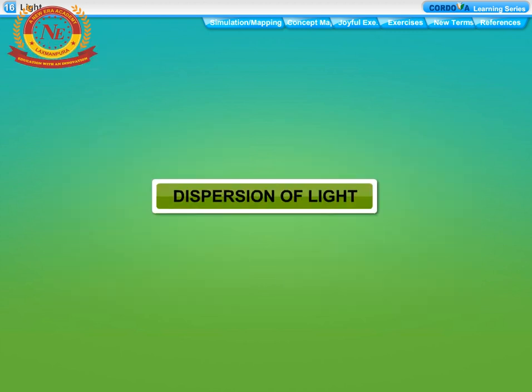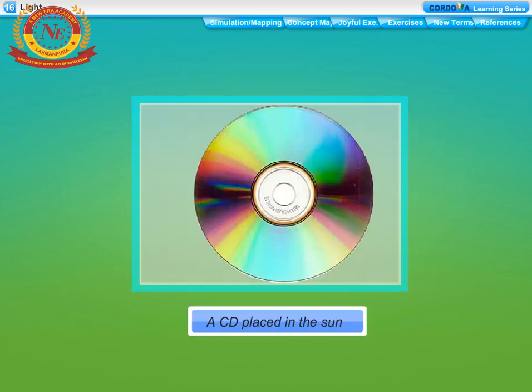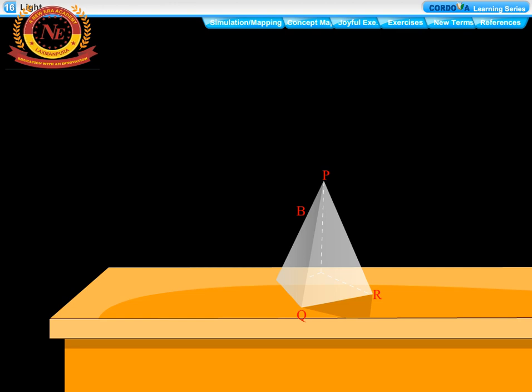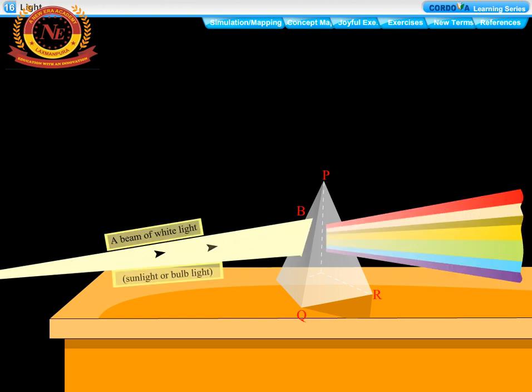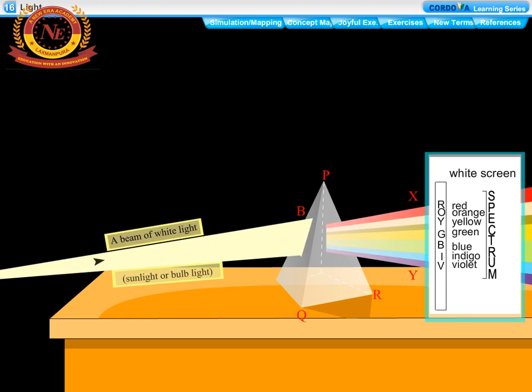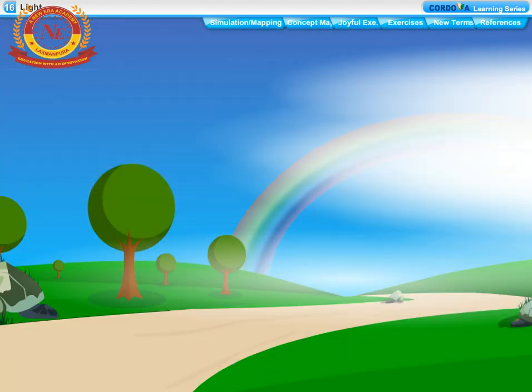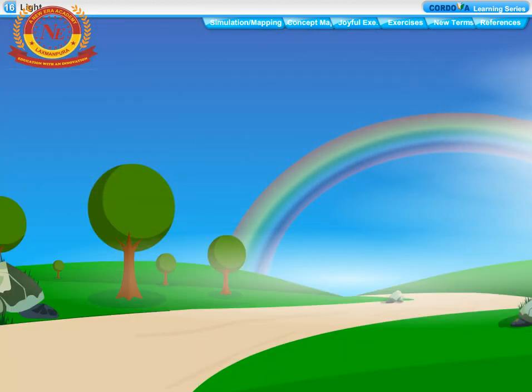Dispersion of light. The phenomenon of splitting of white light into its component colors on passing through a transparent medium like a glass prism is called dispersion of light. The band of 7 colors formed on a white screen when white light passes through a prism or any transparent medium is called the spectrum of white light.